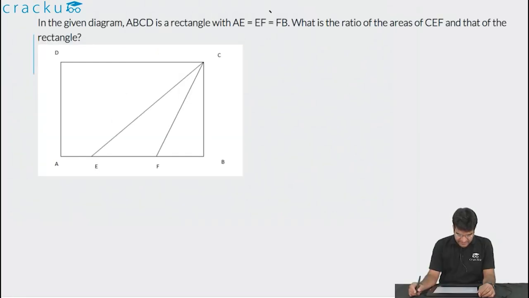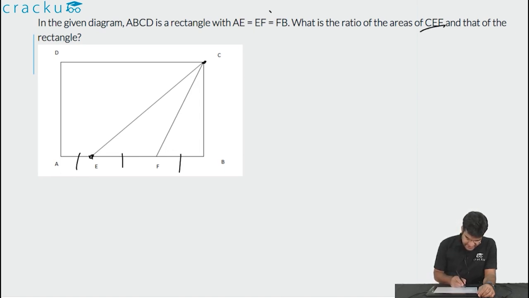In this question, it is given that ABCD is a rectangle. AE is equal to EF is equal to FB. We are required to find out the ratio of the triangle CEF to that of the rectangle ABCD. So let us assume that the height of ABCD is equal to H and the base is equal to 3B. We would assume this is equal to 3B because we can then easily say that AE is equal to B, EF is equal to B and FB is equal to B.